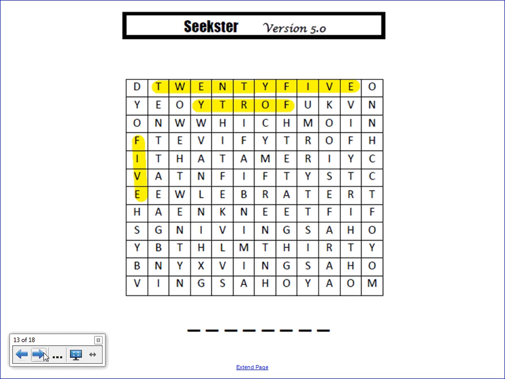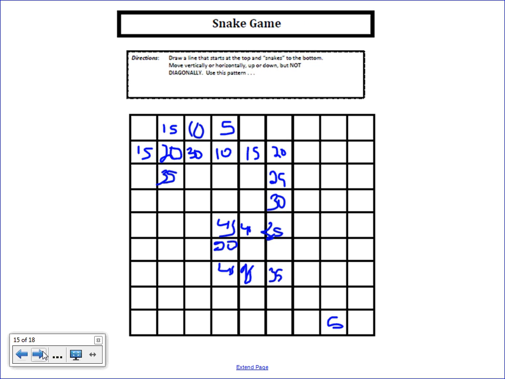Then we did the word search game, which is just finding the words. It will help them practice their spelling. And that always reveals a hidden answer, and that way you know they got it right. And then I gave you a blank snake game so that students could make more if they chose to.